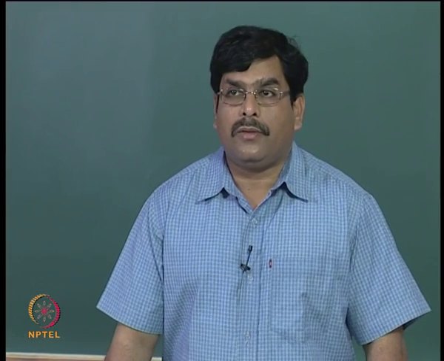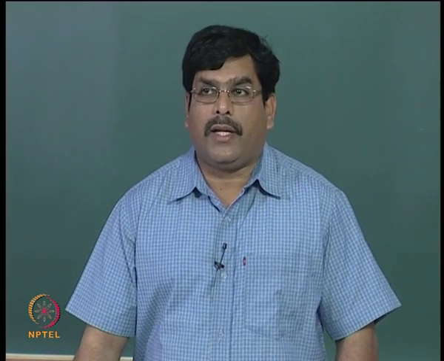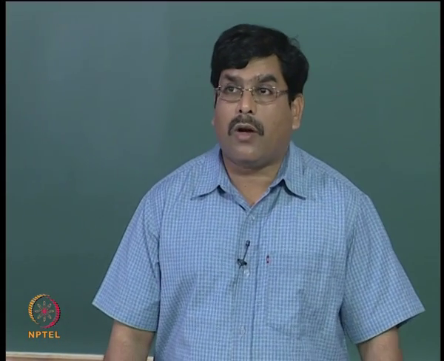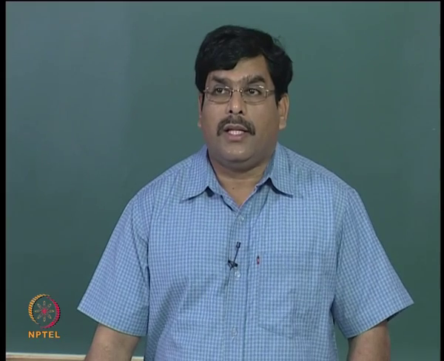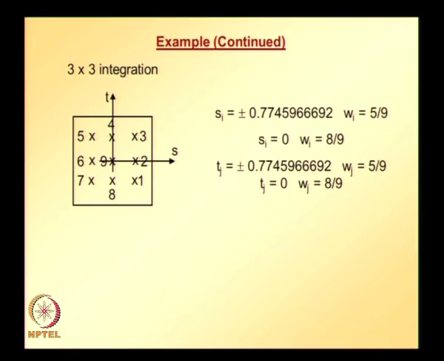similar to that of 2×2 integration, the weight in the s direction times the weight in the t direction gives us the total weight at a particular point. But here the weight is not going to be constant, equal to 1, as in 2×2 integration. It is going to be different for different points, depending on the location of the point.